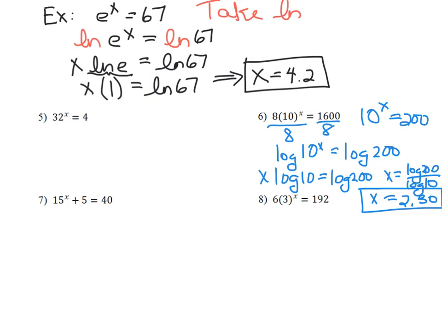For example number 7, we still want to get the exponential by itself, so let's subtract 5 from both sides of the equation. So the opposite operation, or the inverse operation, would be subtraction. So I now have 15 to the x is equal to 35. Again, can't write these both with the same bases, so we're going to take the log on both sides. So I end up with log of 15 to the x equals log of 35.